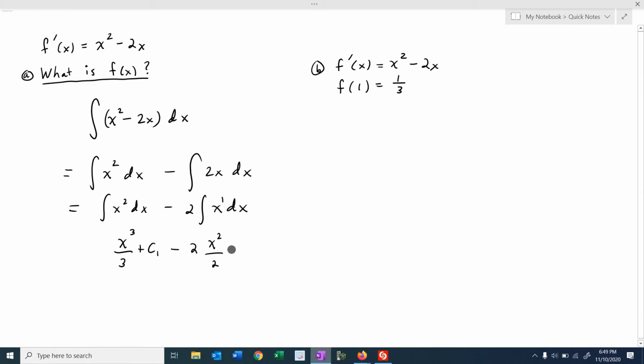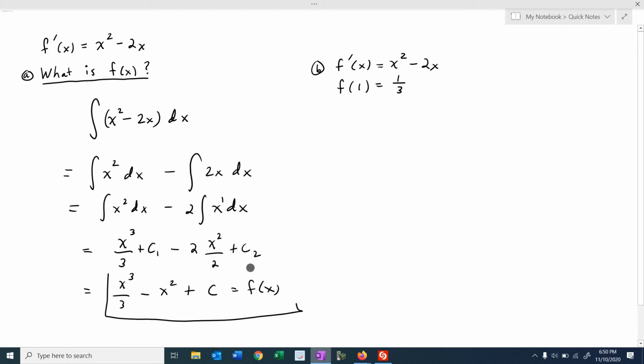Now, of course, you get a plus c in both cases because you have two antiderivatives. So I'm going to call this one c1 and this one c2. Then, of course, those add up to another constant, which I'm just going to call c. And of course, these twos cancel right here, and you're left with x squared and then plus some constant. Okay, so this is our f of x. Now, if you wanted to check this, just take note of the fact that the derivative of this function would be equal to x squared minus 2x. Okay, so that's the solution to this differential equation. It's equal to this function.